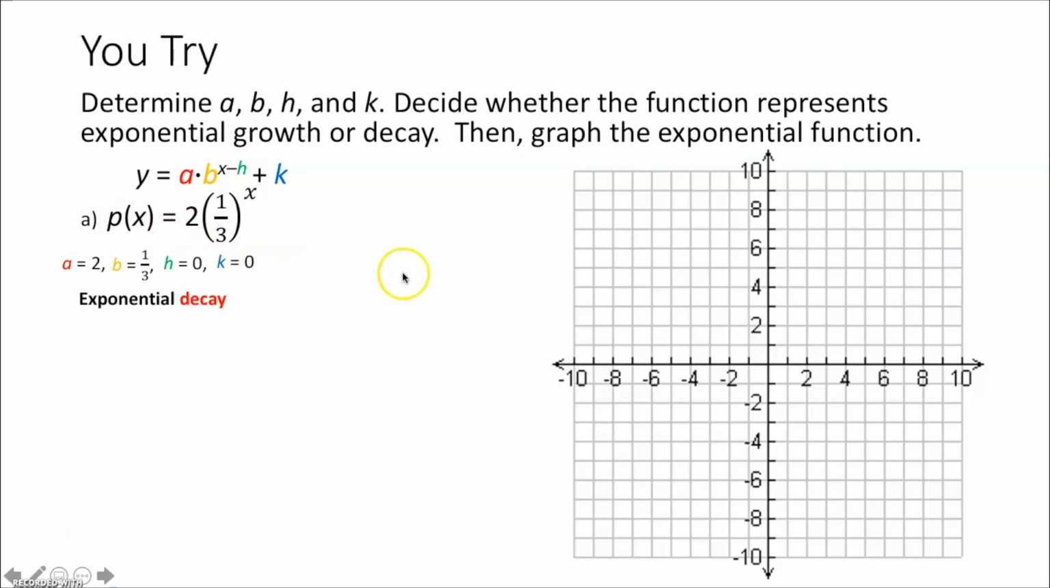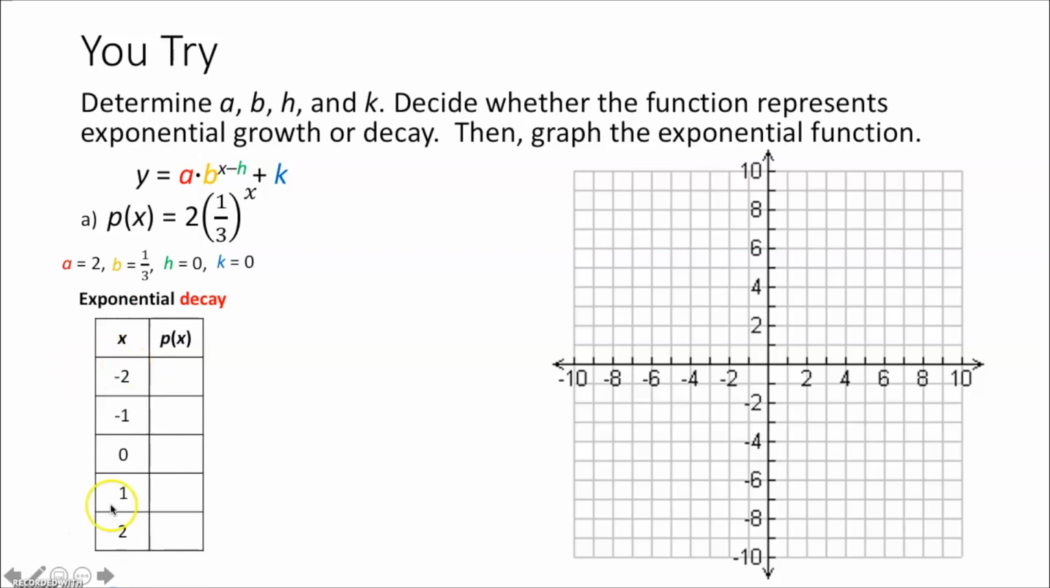Cool. Now, this is exponential decay because our function has a b value that is between 0 and 1. It's not greater than 1. And now we're going to graph it. So we said -2, -1, 0, 1, and 2. Those are the x values we're plugging in. So let's plug them in.